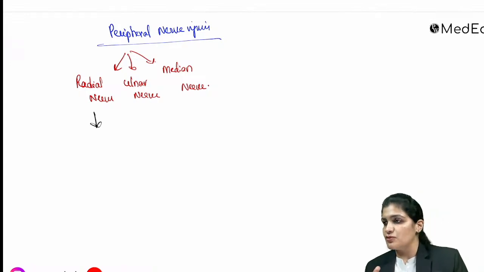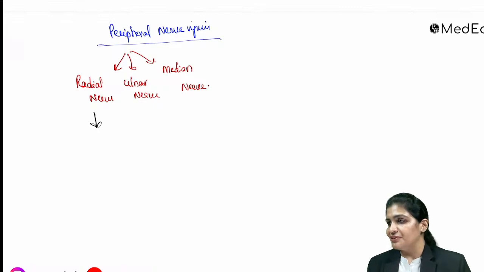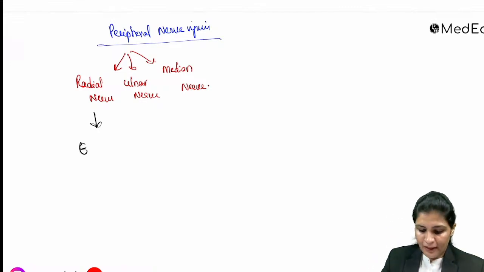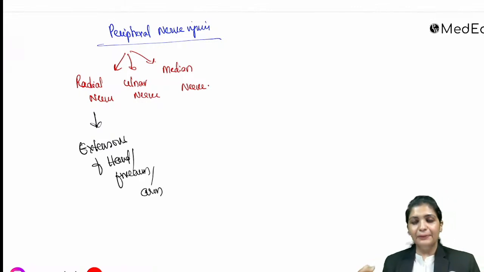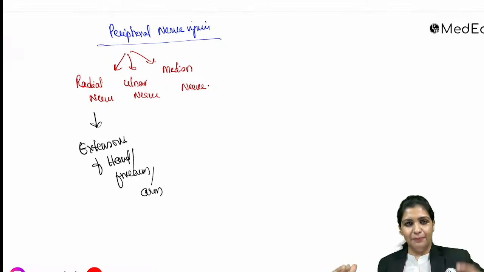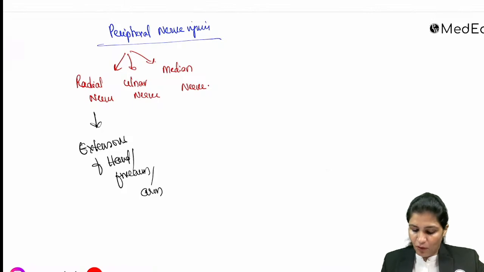Right. So now, what is the radial nerve associated with? So radial nerve supplies which important muscles? So I am waiting for the answers. So radial nerve will supply all the extensors. It supplies all the extensors of the hand, the forearm, and the arm. So the upper limb extensors are completely supplied by your radial nerve.